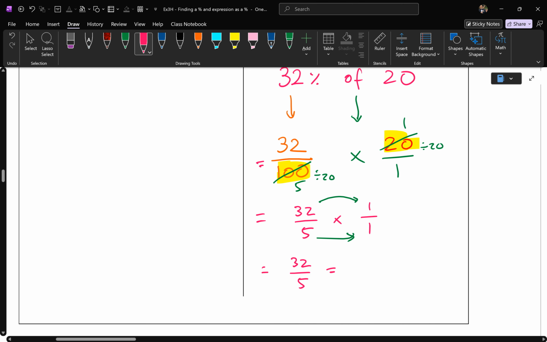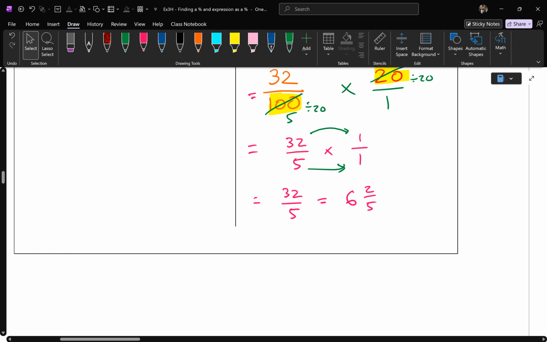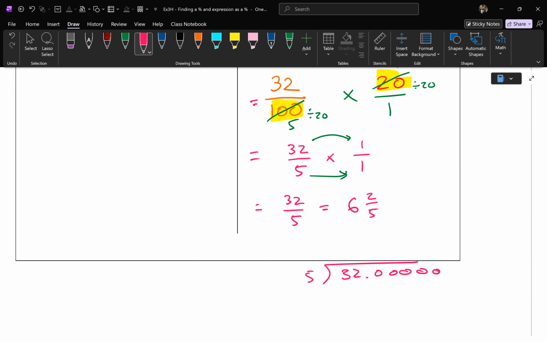So 32 over 5, let's convert that to a mixed fraction. How many 5s fit in 32? 6. So it's 6 times and remainder 2 over 5. So some people might understand 6 and 2 fifths, or you can actually do decimals. How many 5s fit into 32? Now this is exercise 3F. See if you can do division of numbers. Let's do it. How many 5s fit into 3? 0. So you carry the 3 over, becomes 32. 6, remainder 2, carry the 2 over, but don't forget the decimal. 4. So the answer is 6.4.